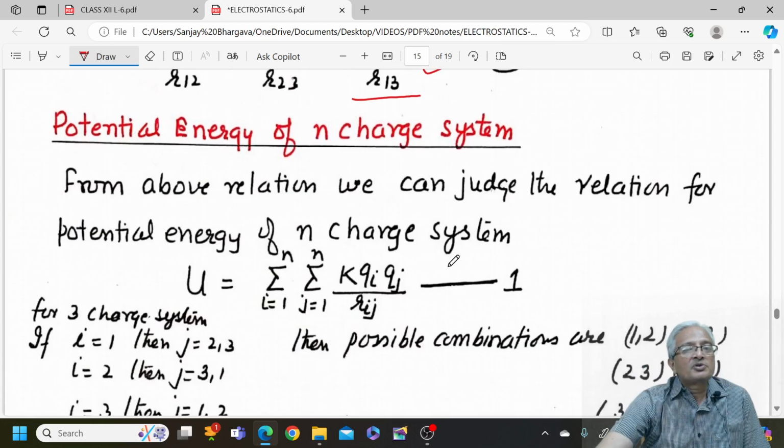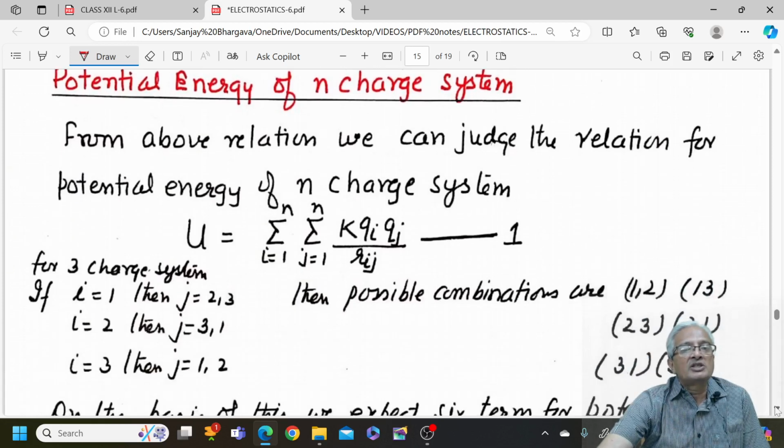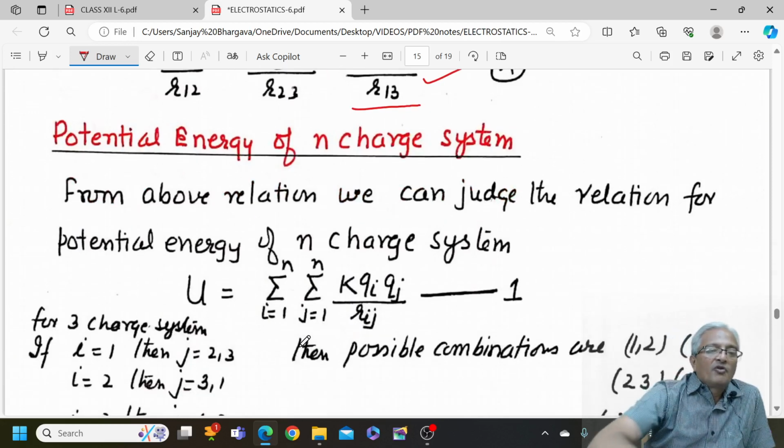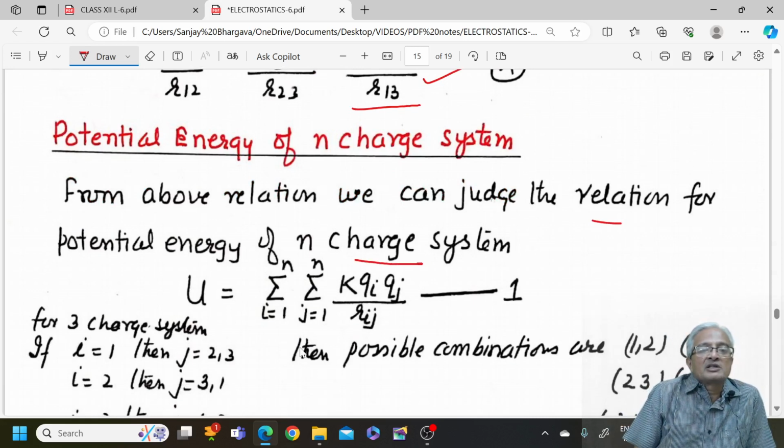Now what are we supposed to do? We are supposed to calculate what would be the potential energy of an n-charge system. From the above expression, I am allowed to write K summation over Qi Qj ranging from 1 to n. That is what I have done here. From the above relation, we can judge the relation for potential energy of an n-charge system: summation i equal to 1 to n, j equal to 1 to n, K Qi Qj upon Rij.